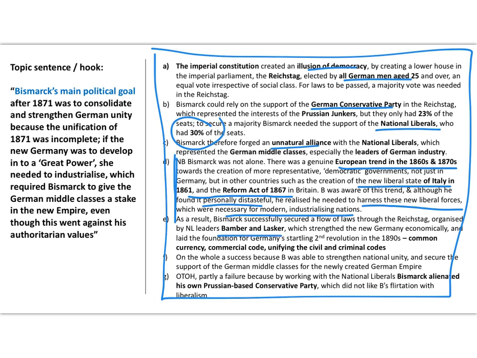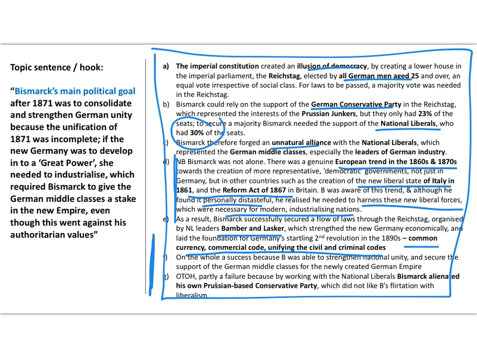Bring in the names of the leaders of the National Liberals, Bamberger and Lasker. Mention the key laws that Bismarck was able to pass through the Reichstag with National Liberal support, which brought about greater national unity. But at all times you've got to link it to the question: was it a success or a failure? It was a success because he's creating national unity.